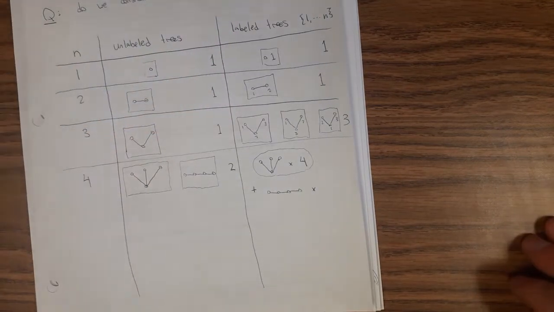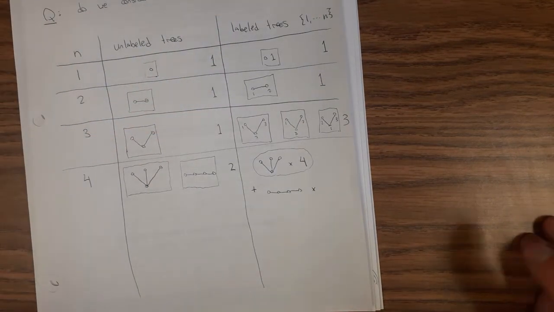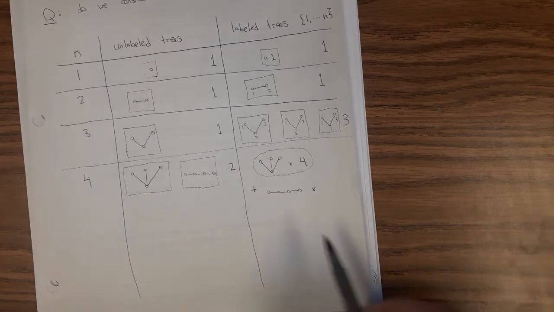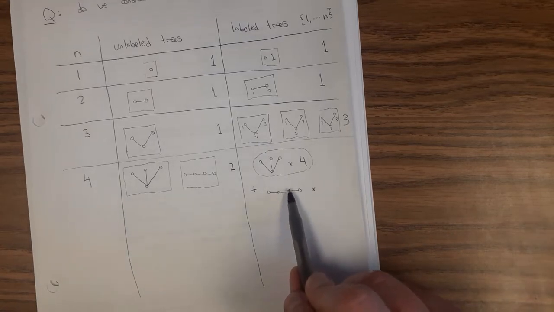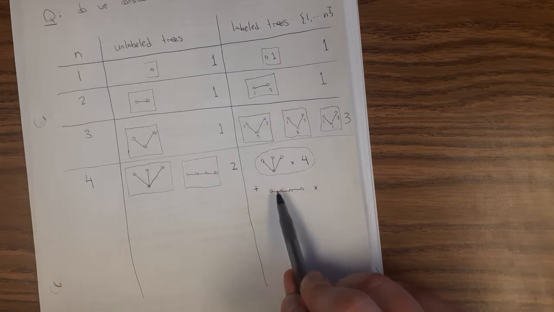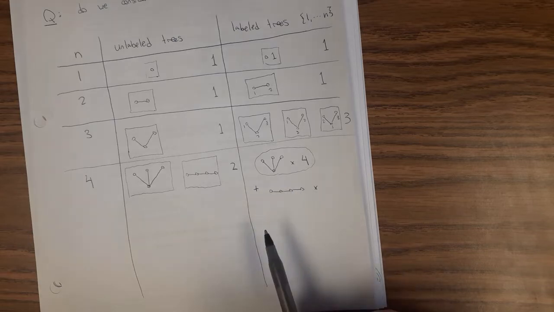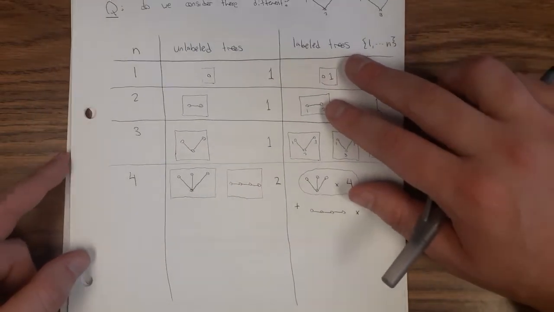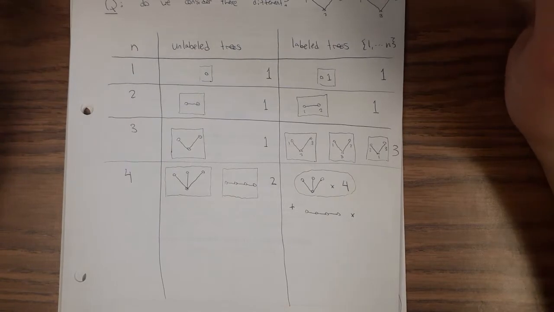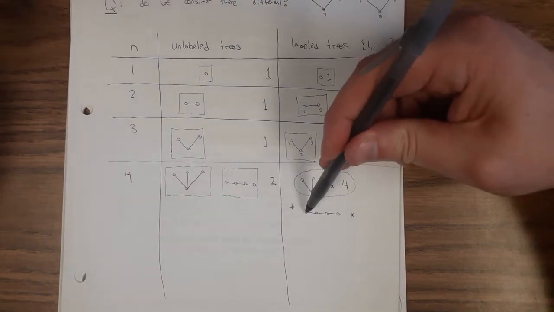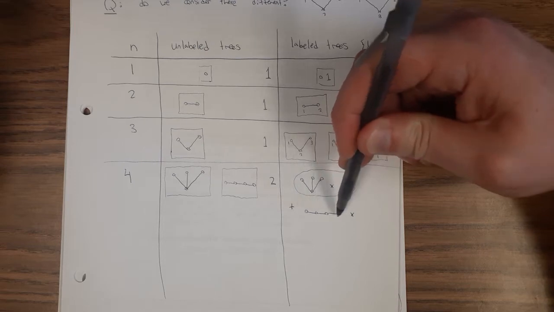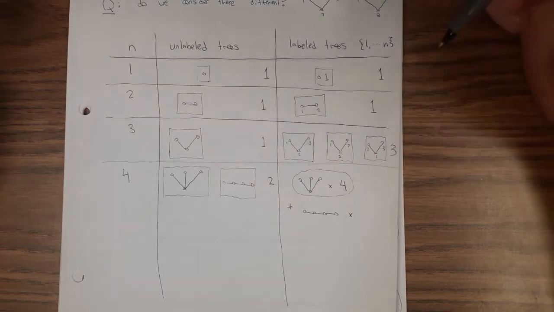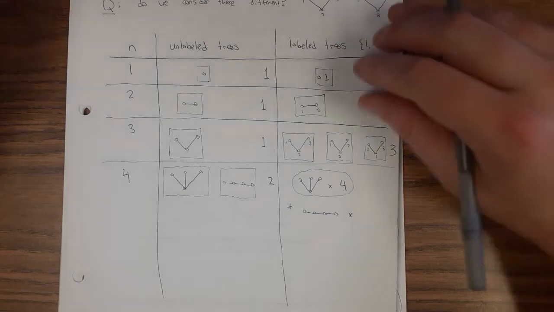However, some of those are the same. For example, the labeling 1, 2, 3, 4 is essentially the same as if I went 4, 2, 3, 1, because that would be the same graph. It's just if I turn it upside down, then it's the same graph. So in other words, if I do the same sequence forwards and backwards, it's the same. So here's what I'm going to do.